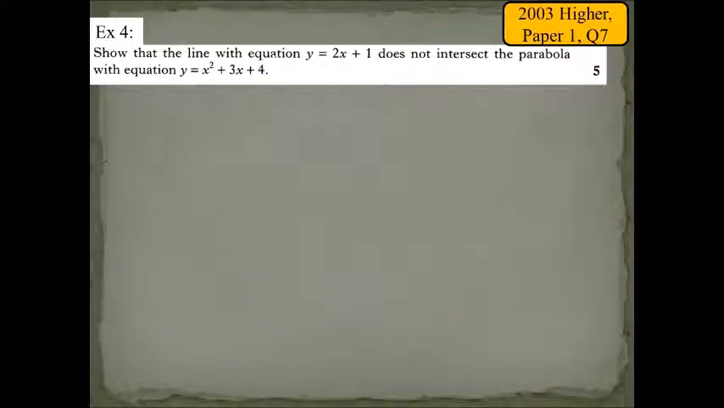Example 4, I've just chosen to take one from a past paper just to show you that these types of questions do come up. So it's quite straightforward. Show the line with equation y equals 2x plus 1 does not intersect the parabola with equation y equals x squared plus 3x plus 4. Now, this one is worth 5 marks. That was back in 2003.